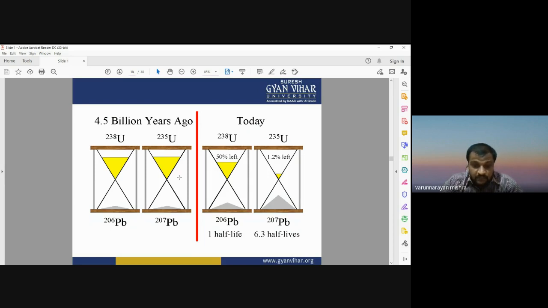Half life means how much time a particle or an element takes to convert into a different isotope or different element. So by calculating the time taken by the particle to be converted into a different particle, we come to know the age of that element. This concept, the age of the isotope, is very important.